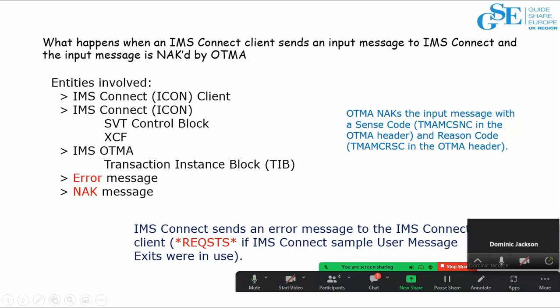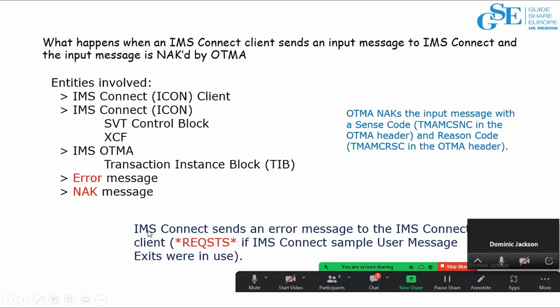And then OTMA will send the NAK message to IMS Connect through XCF, and OTMA will delete the transaction instance block, or the TIB control block, if it was allocated. And IMS Connect will send out an error message to the IMS Connect client, right? And again, if a persistent socket was in use, IMS Connect will keep the connection open and it will not free the SVT control block. Otherwise, the SVT control block will be freed. And then finally, the IMS Connect client will process the error.